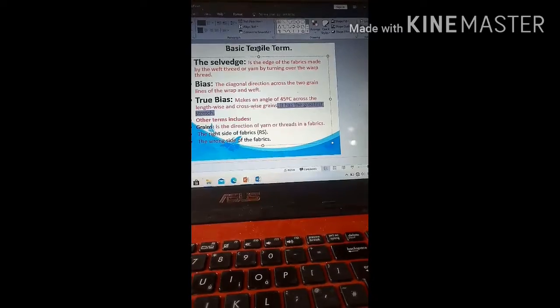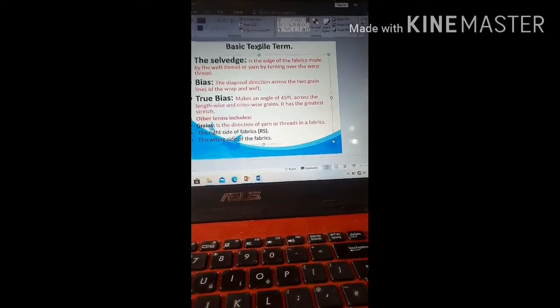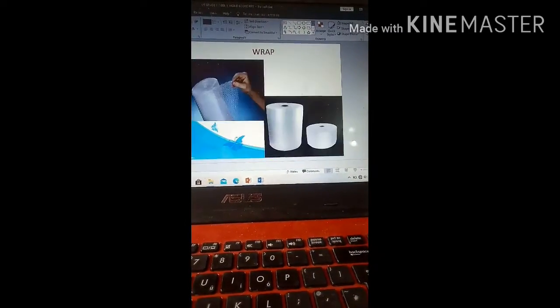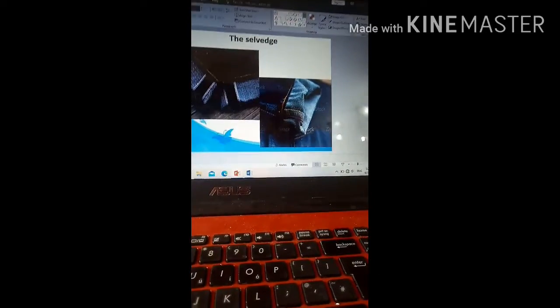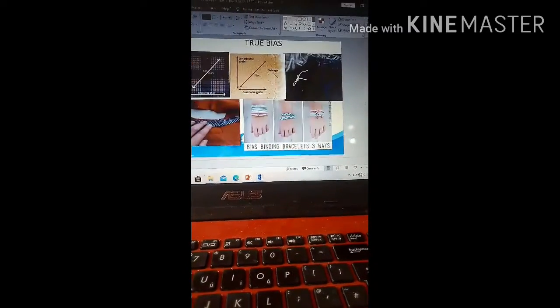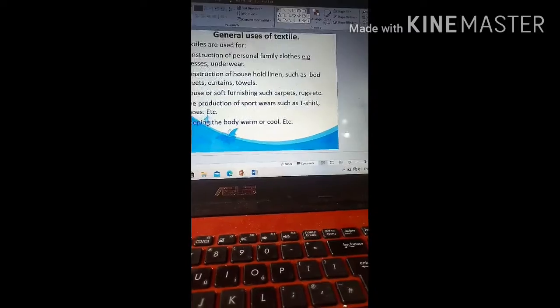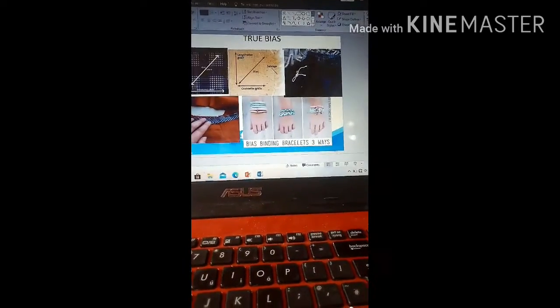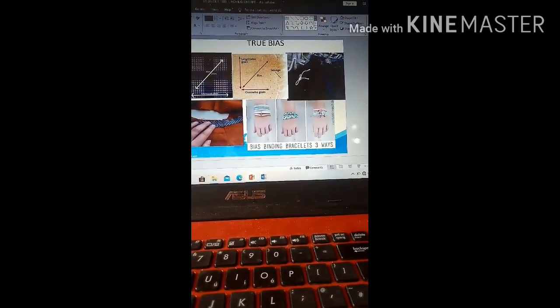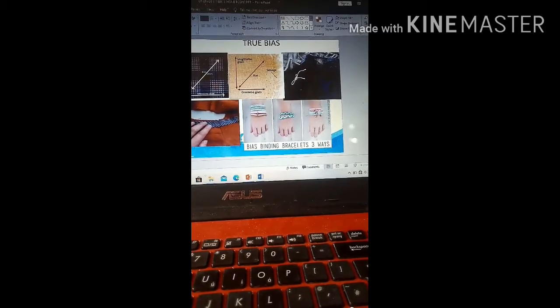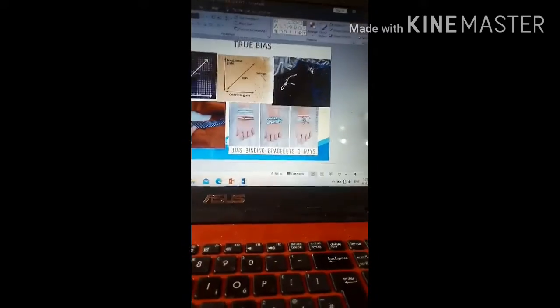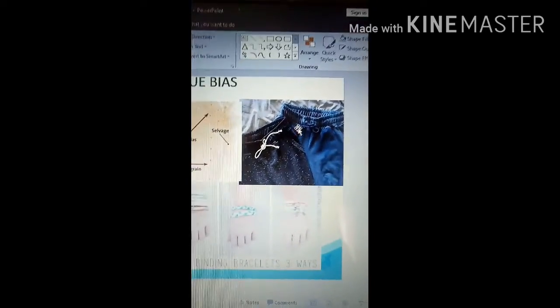Take note of that. So true bias is like an elastic tape you make at the edge of a trousers or a skirt that makes it stretchy. This is an example of true bias. It's an example of true bias.